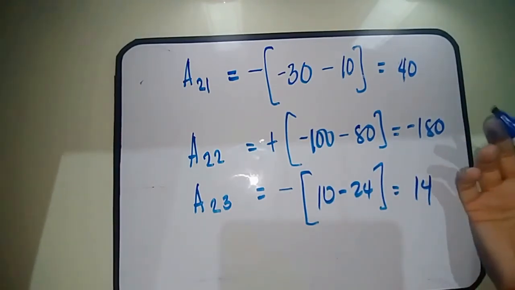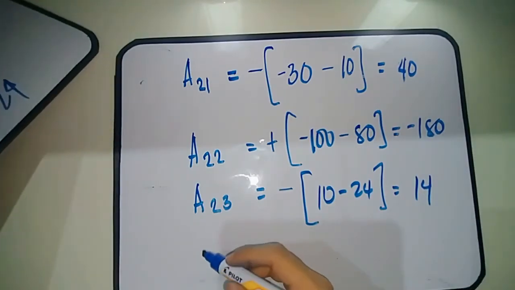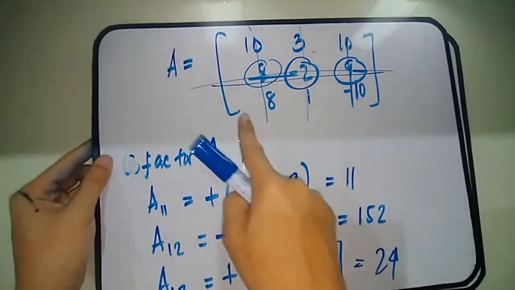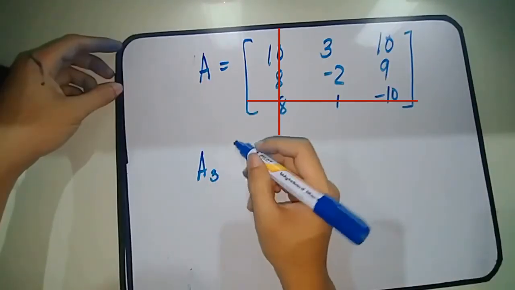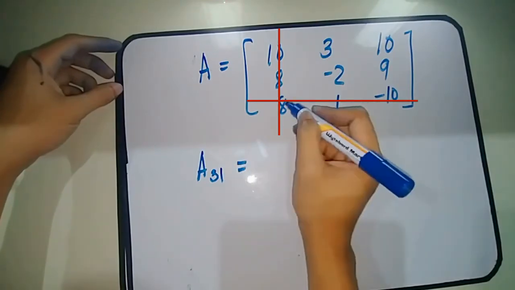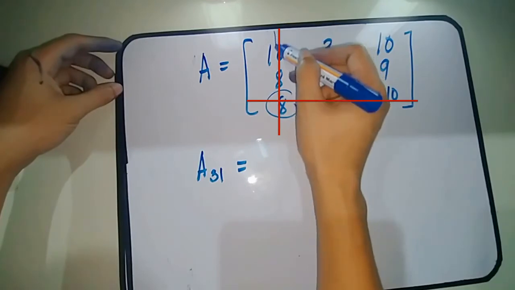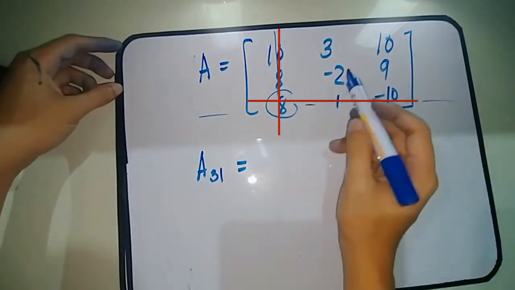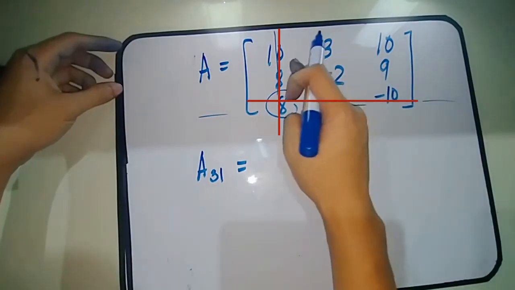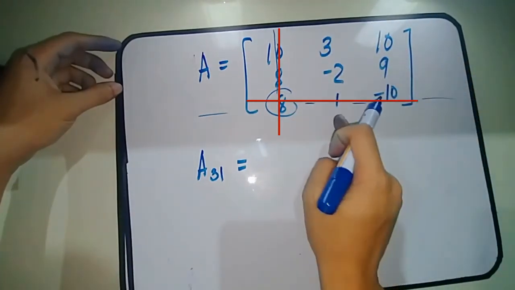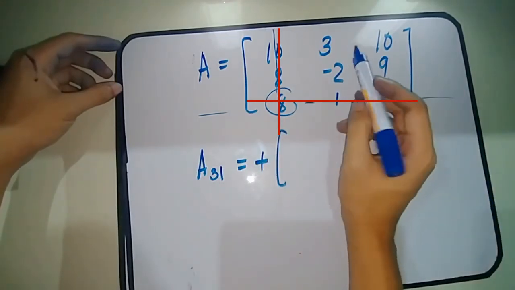So mag-ingat tayo guys sa mga sign convention. So importante yon. So let's go to the third row naman tayo guys. We have here third row, first column. So we have here 8. So ito yung third row, first column. So 8. Then cross out natin ulit guys. Cross out din. Ito yung natira. Find the determinant of this. So yung 8 natin. So plus, minus, plus, minus, plus, minus, plus. Positive. Here plus. You have here ang determinant ito.